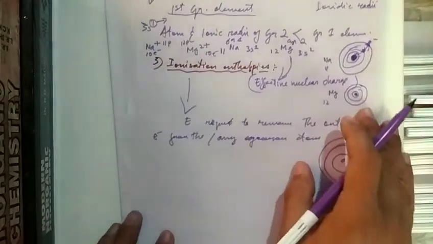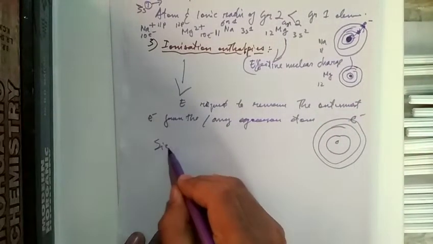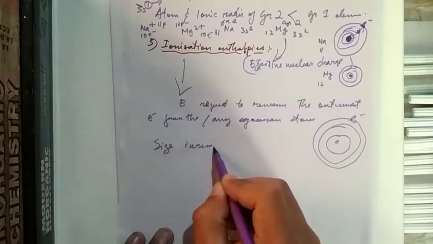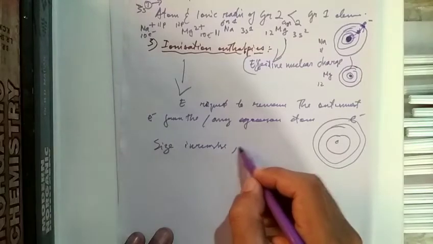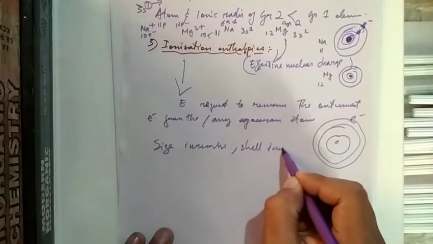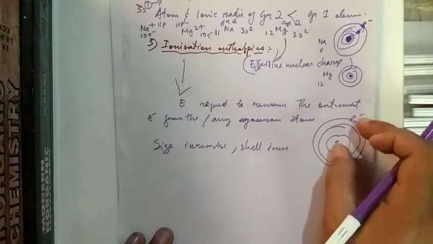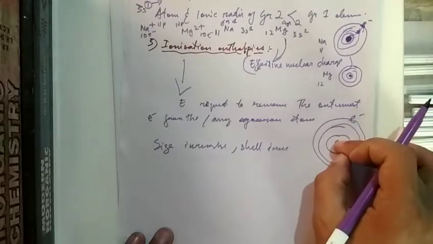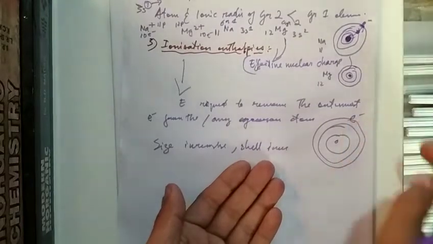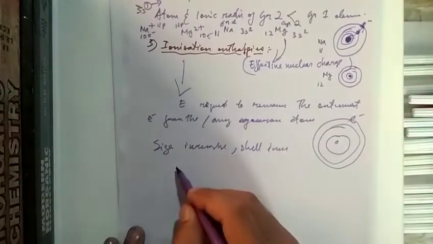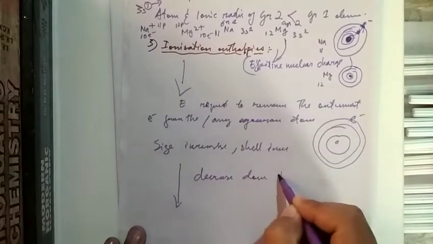So this ionization enthalpy, as the size increases, that means as the atomic number increases, size also increases, shell also increases, and the distance between the nucleus and the electron will increase. So there will be less attractive force between the nucleus and the electron, so less energy will be required to remove the electron. So ionization enthalpy decreases down the group.